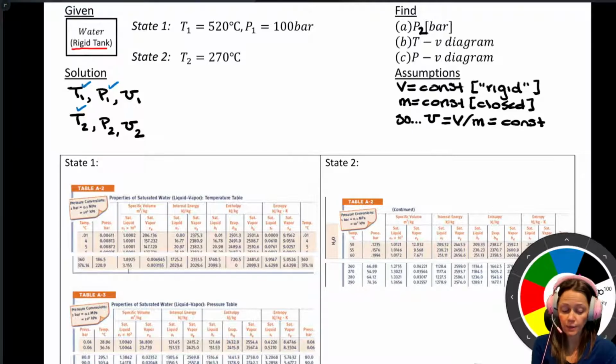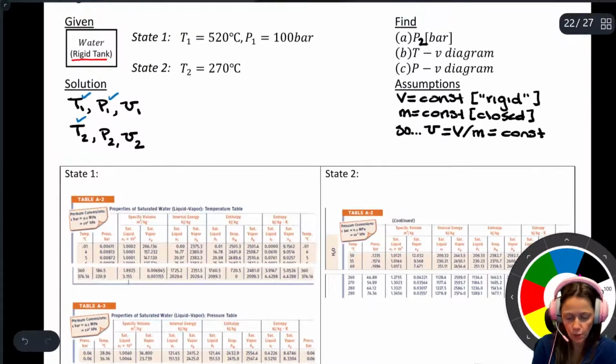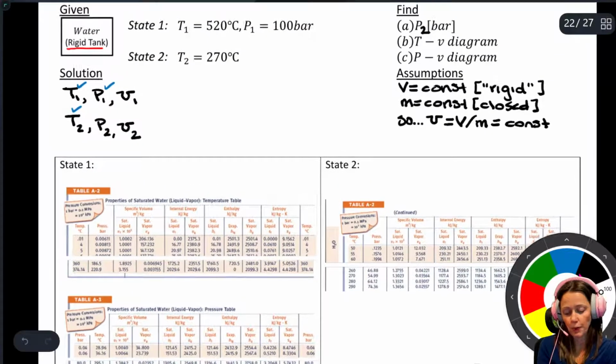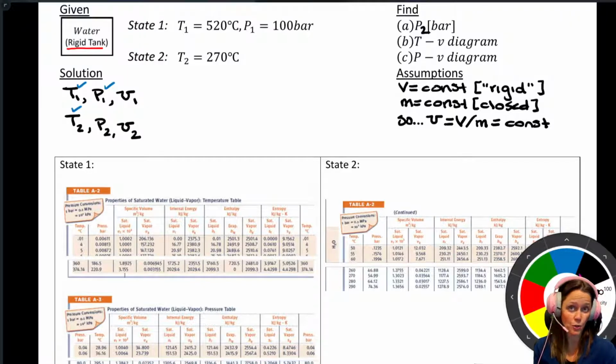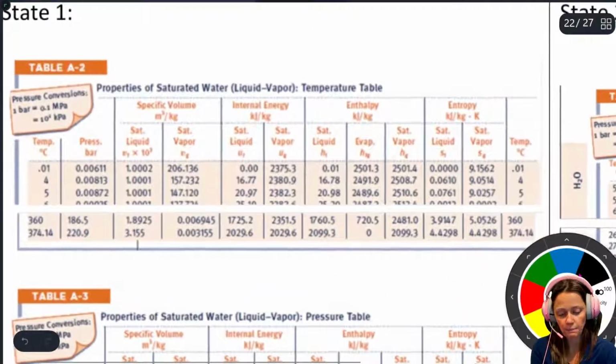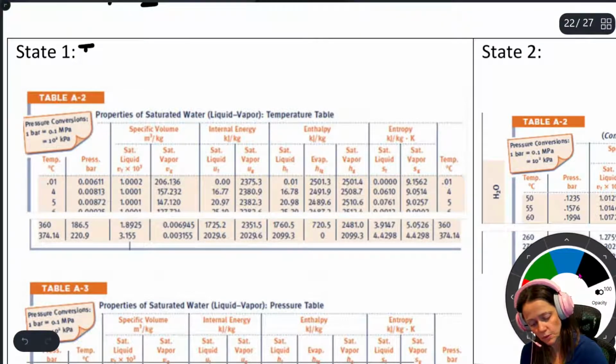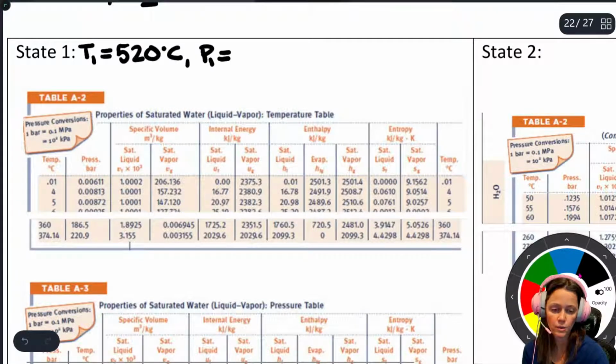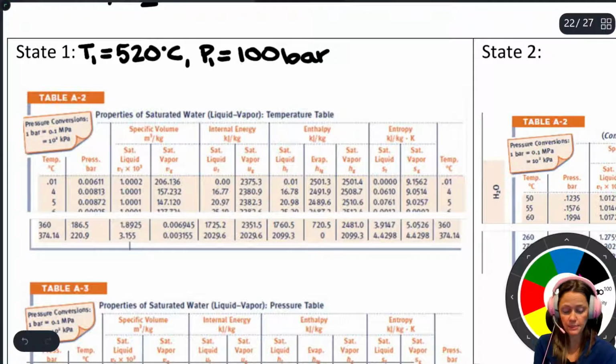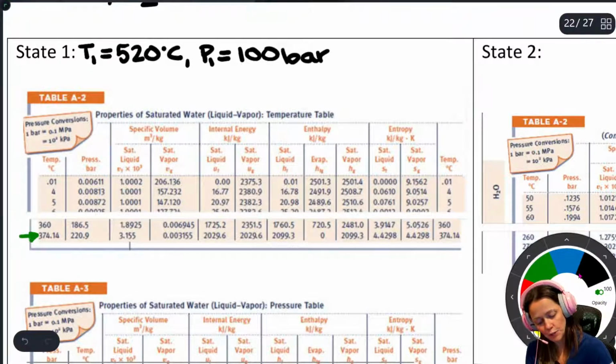So state 1, I don't actually know what my phase is, so I'm going to go to the information here. I got temperature and pressure, so it doesn't really matter. You can look up in either table. Now, if I looked up in my temperature table, T1, 520 degrees Celsius, P1 was 100 bar. And so where the problem comes in is I see that I am off the chart.